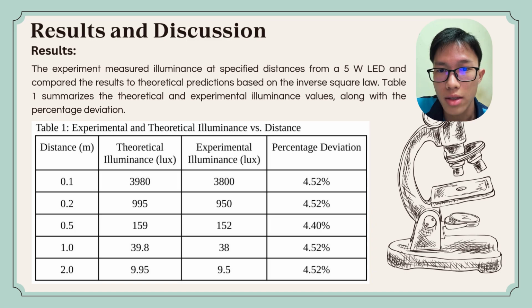So at 0.1 meter, the percentage deviation is about 4.52%. It's the same with the 0.2 meter, but at 0.5 meter, the percentage deviation is 4.40%, while at 1 meter, the percentage deviation is about 4.52%. It's also the same at the distance of 2 meter.